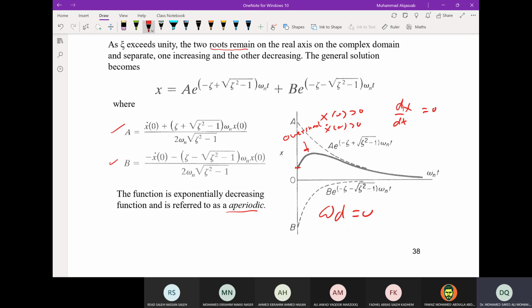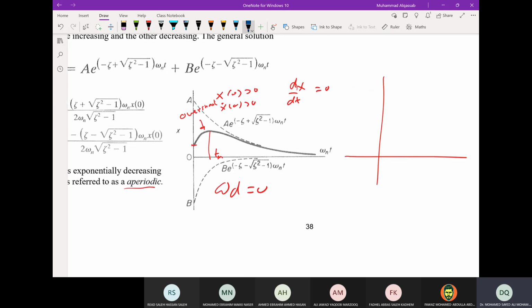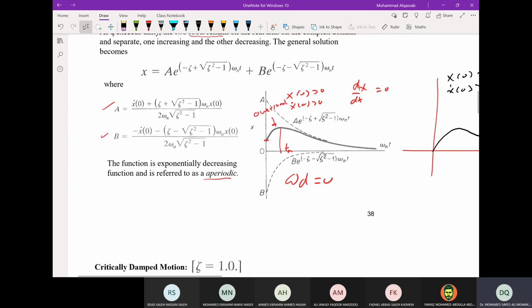So if the question is to find the maximum amplitude, you need first of all to take dx by dt equal to 0 to find the corresponding time, and then substitute in x with that time. Other responses might be, for example, initial displacement is 0 and initial velocity greater than 0. This will overshoot and then come downward. No oscillations, but there is a peak here and overshooting.